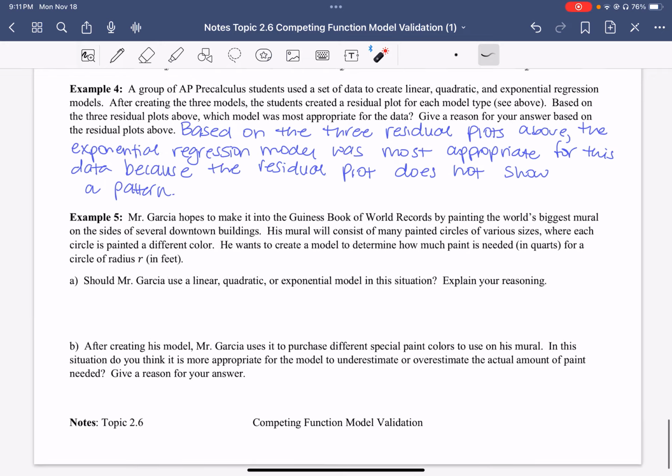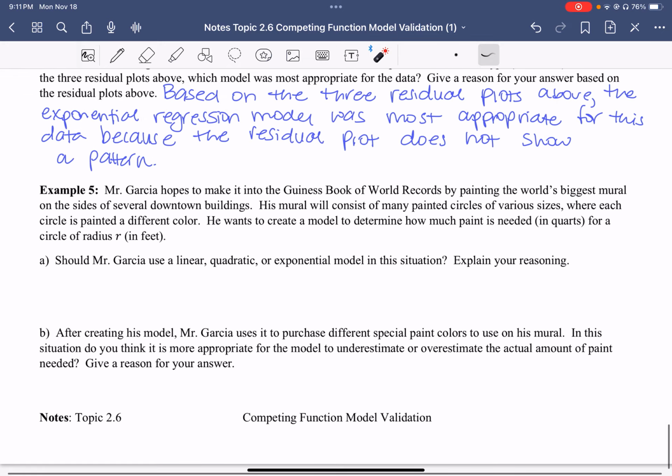All right, example 5. Mr. Garcia hopes to make it into the Guinness Book of World Records by painting the world's biggest mural on the sides of several downtown buildings. His mural will consist of many painted circles of various sizes, where each circle is painted a different color. He wants to create a model to determine how much paint is needed in quarts for a circle of radius r in feet. Should Mr. Garcia use a linear, quadratic, or exponential model in this situation? Explain your reasoning. Okay.